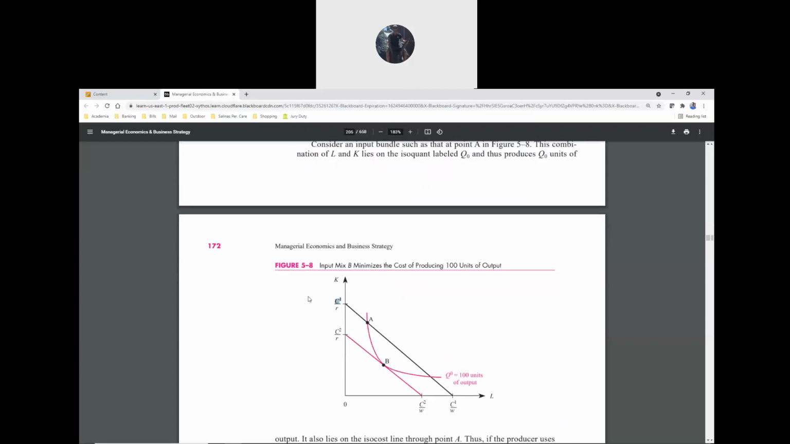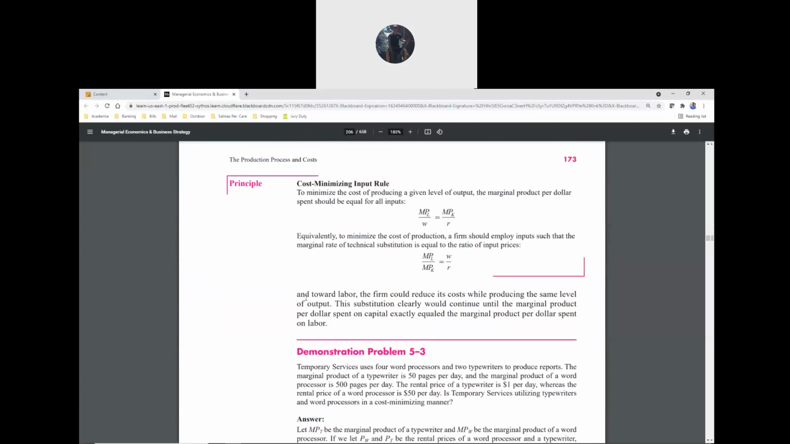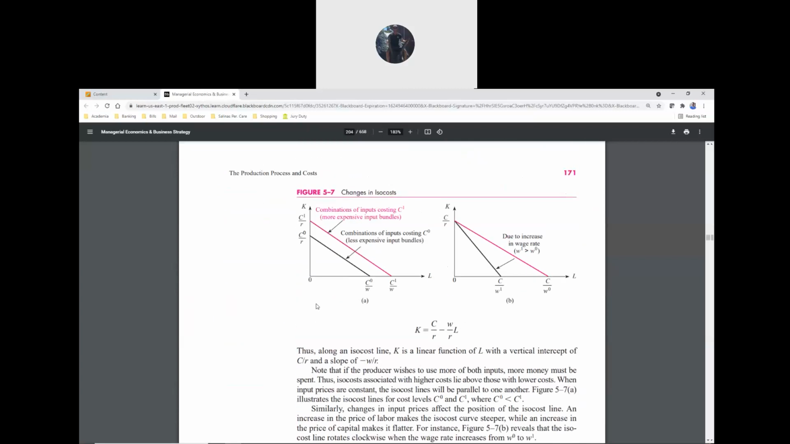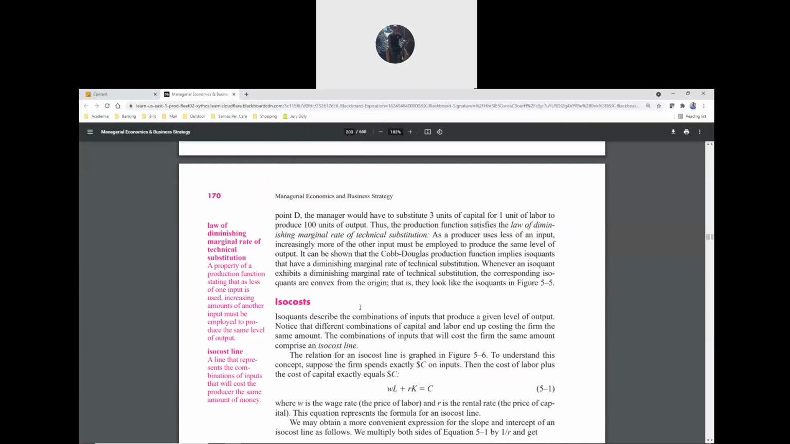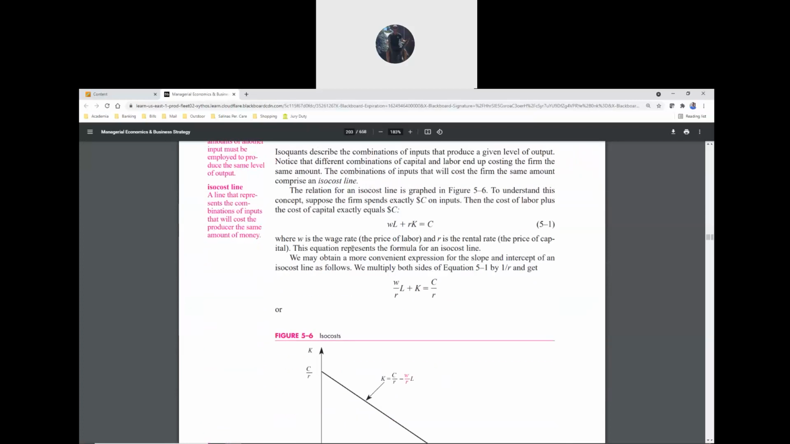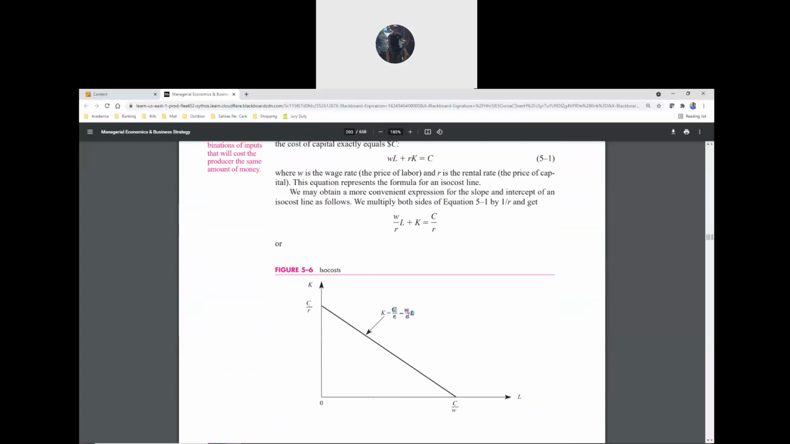But let me see if there's a graph that shows, no. All right, so let me bring these two things together. The slope of the isoquant we talked about was the negative MRTS, right? The rate of trade-off, getting the same level of output. So the slope of the isoquant is the MRTS, and the slope of the isocost line is negative W over R. And now if those two things are tangent, that has to mean the slopes are equal, which would mean that W over R has to equal the MRTS, which is exactly the point here.